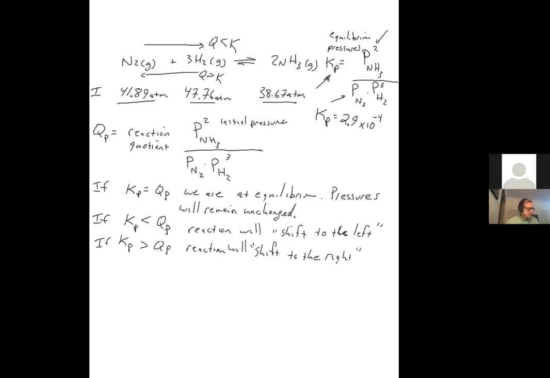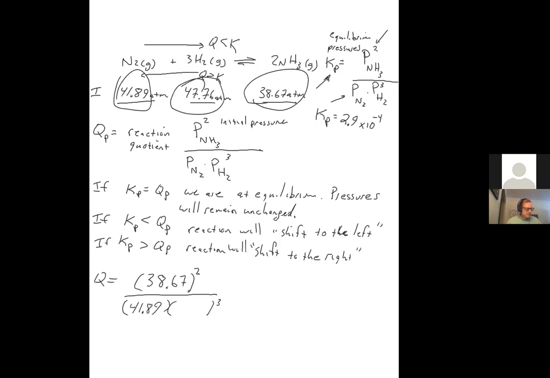Okay, so let's calculate Q. It's the pressure, just be careful, it's the pressure of ammonia squared. So ammonia is 38.67. Remember, we don't need to worry about units for this. Don't forget to square it. Divided by the reactants, right? H2 is cubed. So N2 is 41.89. And H2 is 47.76.